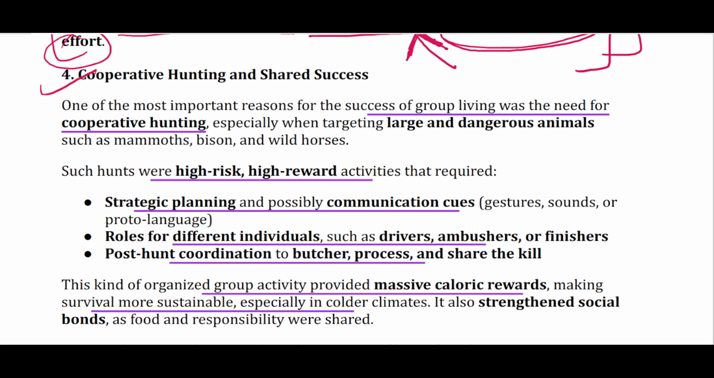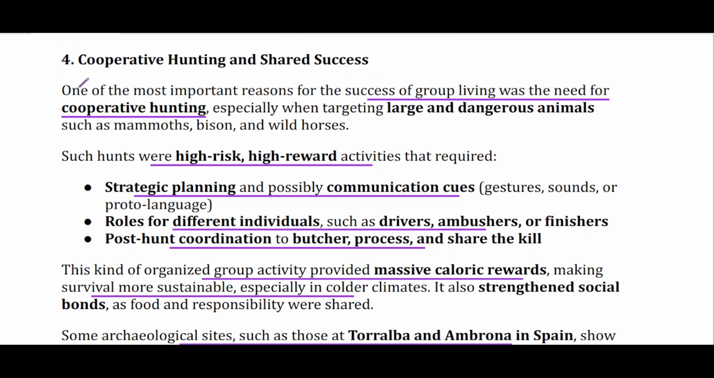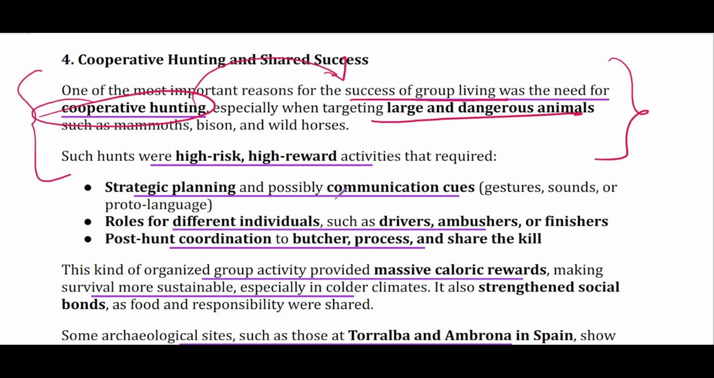Now let's move on to cooperative hunting and shared success. The second thing that might have been our survival tool was the success of cooperative hunting, because cooperative hunting yielded large and dangerous animals, and large and dangerous animals mean a high-risk, high-reward activity. Because if a large animal like a mammoth, a wild horse, or an elephant is killed, even if it is high risk, it is also high reward. A big animal means a lot of meat, which ensures the survival of many people.